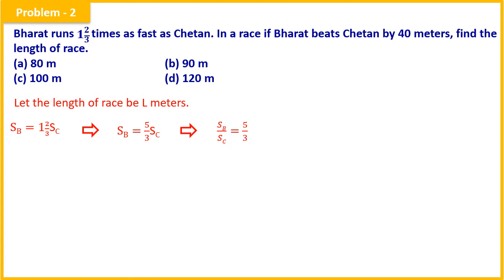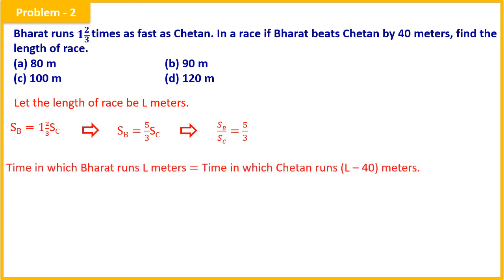Now, in this particular case, out of the three variables, speed, time and distance, one variable is constant and that is nothing but the time. Time of start and time of finish is same. So time in which Bharat covers complete L meters, in the same time Chetan is able to cover only L minus 40 meters, because it is clearly mentioned in the problem that Bharat beats Chetan by 40 meters.